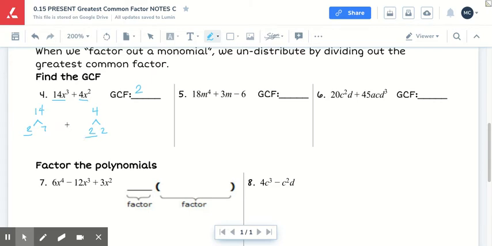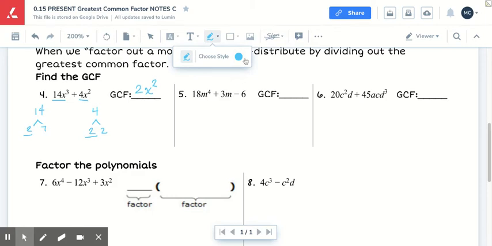Now I'm going to look for variables. So looking in the 2 terms that are there, the variables that I have are x cubed and x squared. So they are both x's, so they definitely have x's in common. And when you're taking out a variable factor, you're taking out the variable with the smallest exponent. So of the 2 terms that we have here, our exponents are 3 and 2. So the smallest exponent would be the 2. So this would be 2x squared.